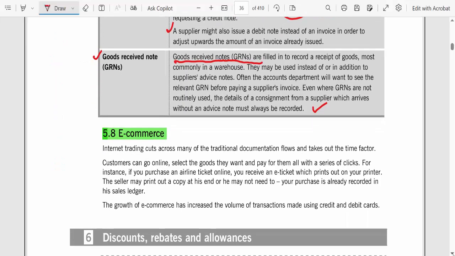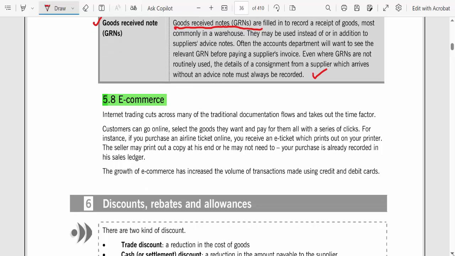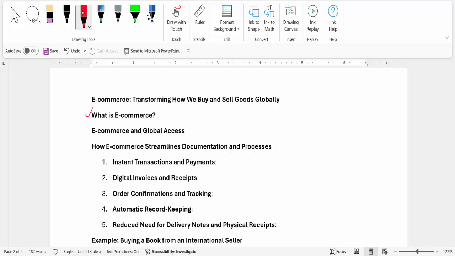E-commerce, transforming how we buy and sell goods globally. What is e-commerce? E-commerce, or electronic commerce, is the buying and selling of goods or services over the internet. It has revolutionized traditional shopping by allowing transactions to take place entirely online, removing the need for face-to-face interactions or physical paperwork. With just a few clicks, you can now purchase anything from books and clothes to electronics and groceries, right from the comfort of your home.